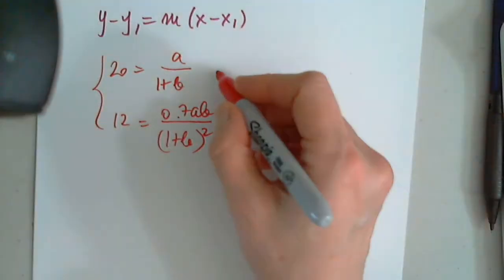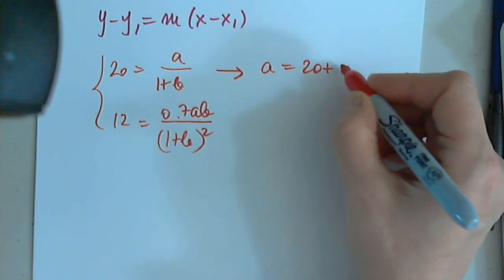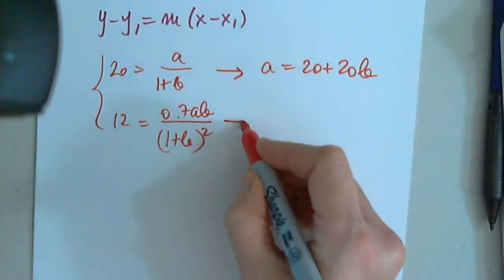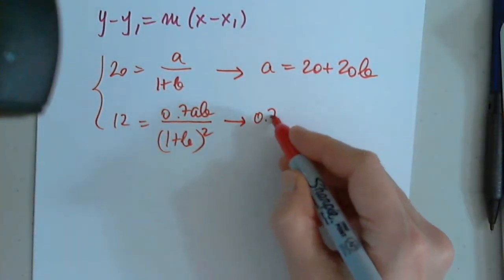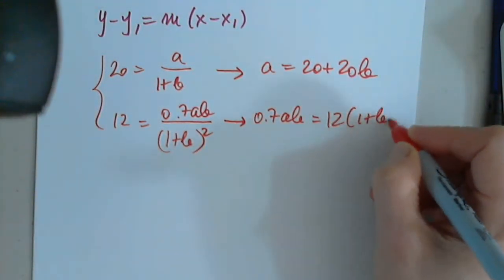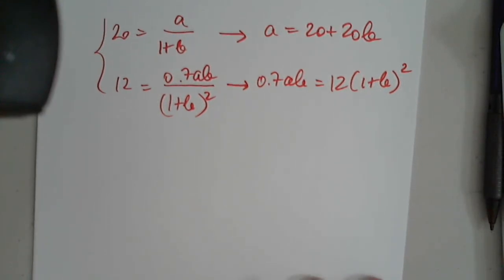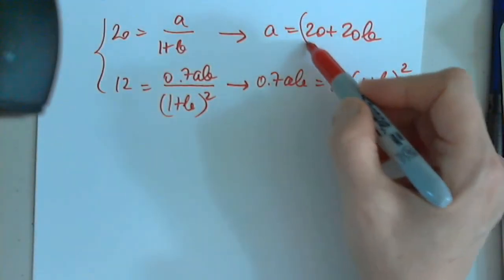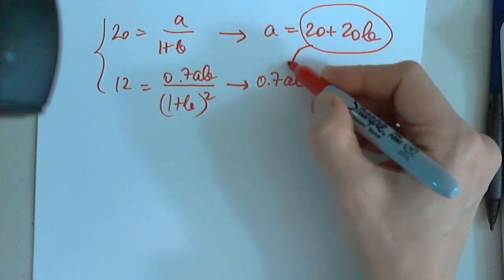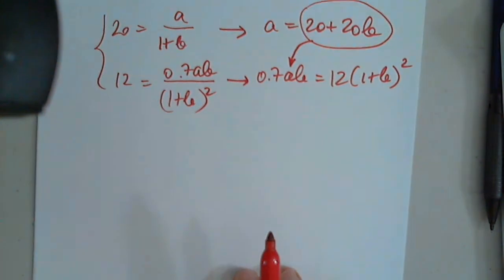Cases, I will cross multiply, right? So I have A equals 20 plus 20B. And here I have 0.7AB equals 12 times (1 plus B) squared. Let me see what I want to do. Yeah, I'm going to use substitution. I will replace this A in the second equation by 20 plus 20B.